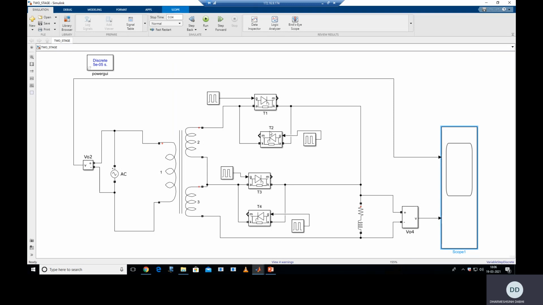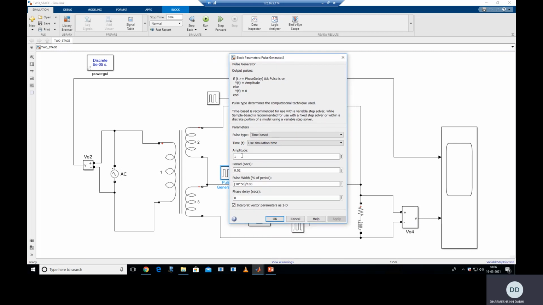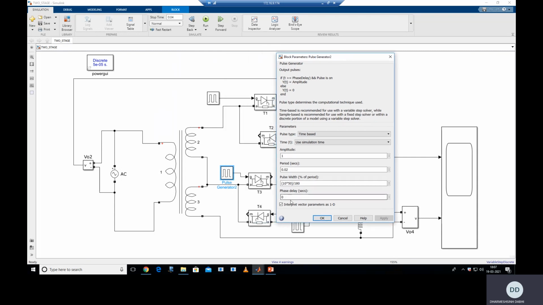As you can see here, these are two stage 1 T1, T2, then stage 2 T3, T4 thyristor. First we turn on this T3 for alpha 0. In the pulse generator of T3, you can see that the amplitude is 1, period is 20 millisecond because we require 50 Hz, and I provide the pulse width of 10 degree with phase delay 0. So the gate pulse is applied to thyristor T3 from 0 to 10 degree.